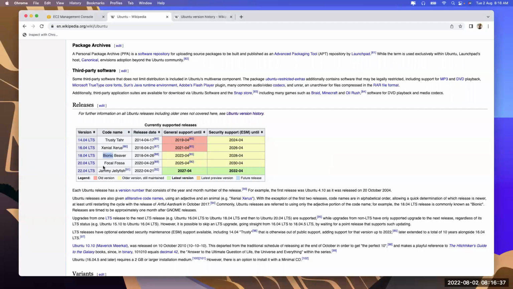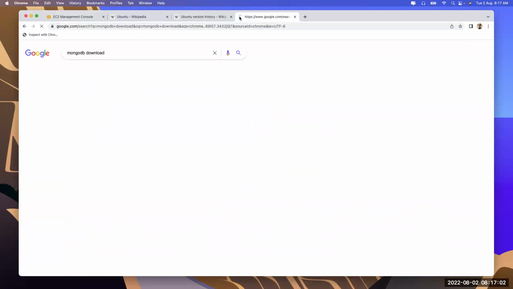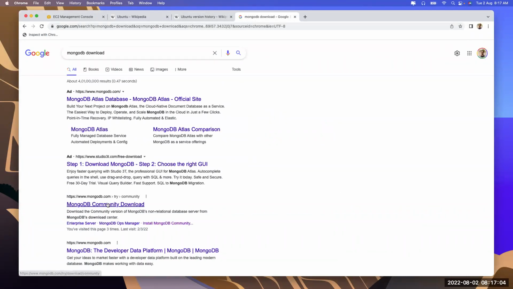Like you saw, this Focal is nothing but Ubuntu 20. So don't be confused. Some people will call it by the code name Focal, and some people will say Ubuntu 20. It depends on how you are looking at the instances. Whenever you have an update or something, it will come in by this version number or by this name also. For example, if I have to go for MongoDB and I'm looking to download something, MongoDB download over here.